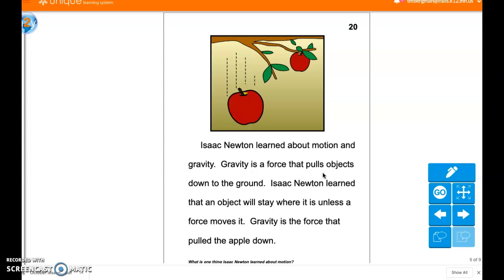So gravity is a force that pulls objects down to the ground. Isaac Newton learned that an object will stay where it is unless a force moves it. Gravity is the force that pulled the apple down. What is one thing Isaac learned about motion?